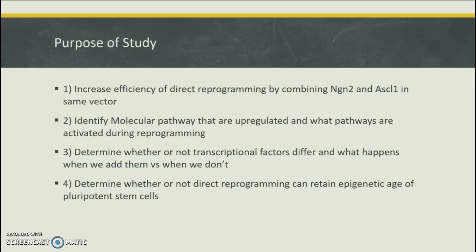The third is to determine whether or not transcription factors differ across fibroblast cell lines and what happens when we add them versus when we don't. And the last is to determine whether or not direct reprogramming can retain epigenetic age of pluripotent stem cells. As I've said in the previous slide, retaining this epigenetic age is important in order to study age-related disorders.